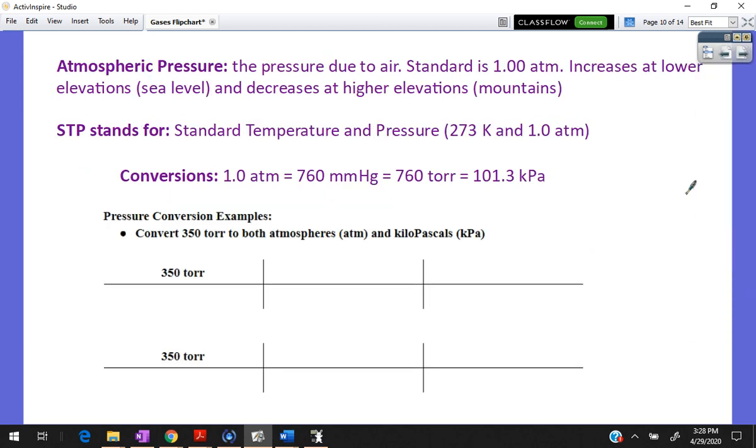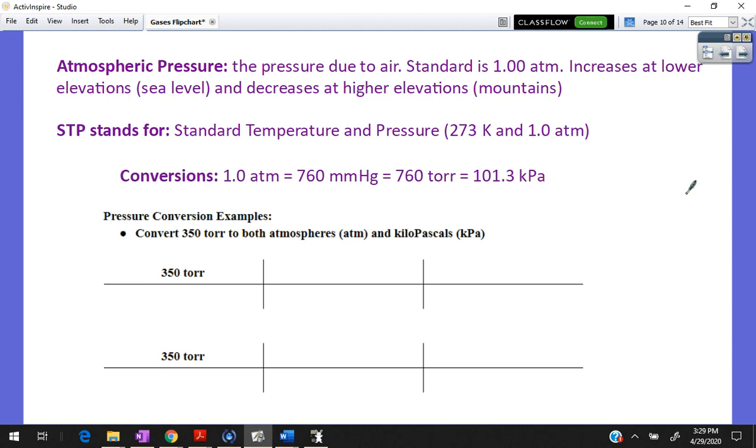We're saving the best for last. Pressure. Pressure has a ton of different units. Atmospheric pressure is the pressure due to the air. The standard, when we're referring to atmospheric pressure, is 1.0 atmospheres. We know that when we go to lower elevations like sea level, we have an increase in pressure. When we go to higher elevations like the mountains, we have a decrease in pressure. That's why sometimes if you're driving in the mountains, your ears will pop because of a pressure imbalance due to the air pressure.